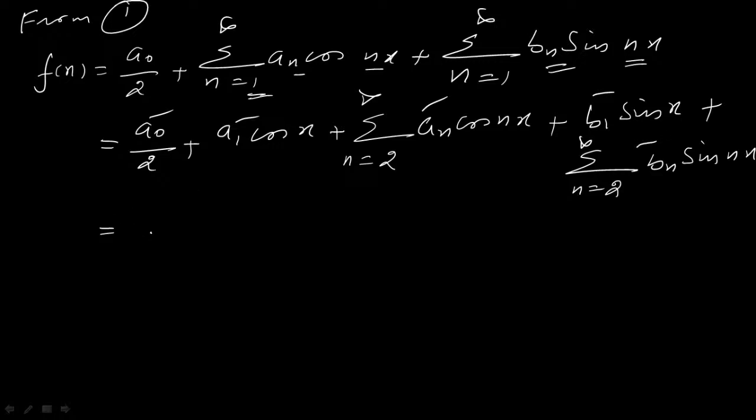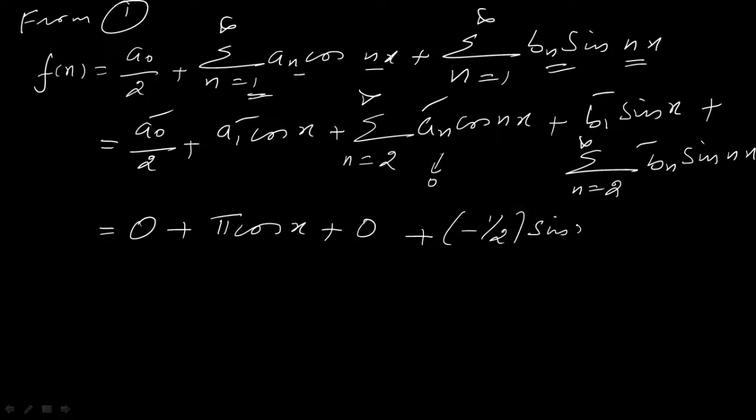So the value of a0 is 0. Okay, so 0 by 2, 0 itself, plus the value of a1 we have calculated is pi cos x, and the value of an we have calculated is 0, right? So 0 into anything, the summation has no value. Plus next the value of b1 we have calculated just now is minus 1 by 2 sin x plus sigma n is equal to 2 to infinity. Bn value is minus 2n divided by n square minus 1 sin nx.